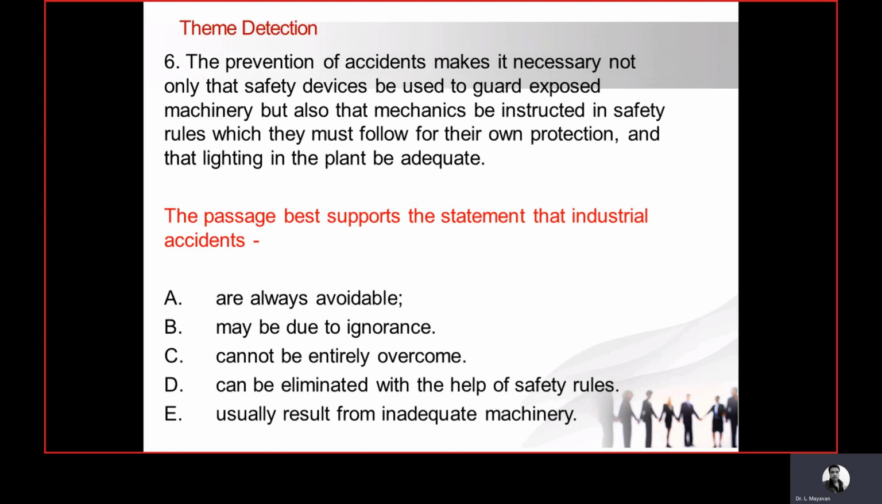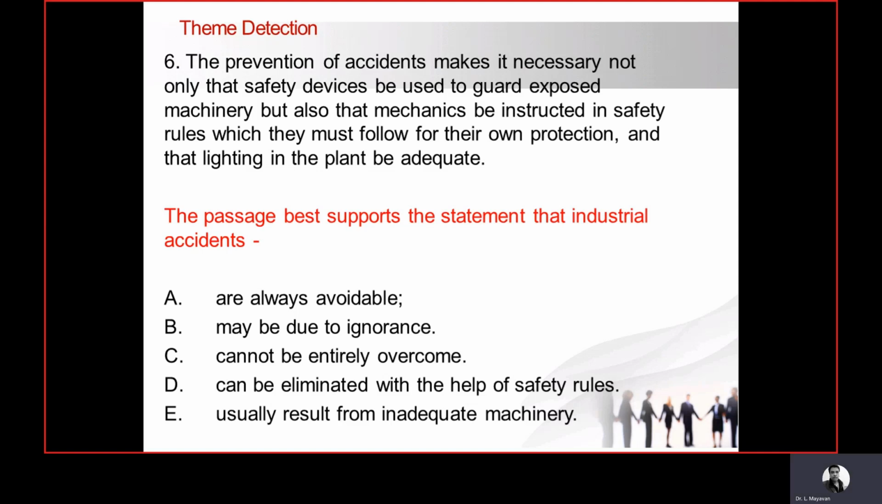Okay, let me read. The prevention of accidents makes it necessary not only that safety devices be used to guard exposed machinery, but also that mechanics be instructed in safety rules which they must follow for their own protection, and that lighting in the plant be adequate. Which of the options does the passage best support? The statement that industrial accidents are always avoidable.